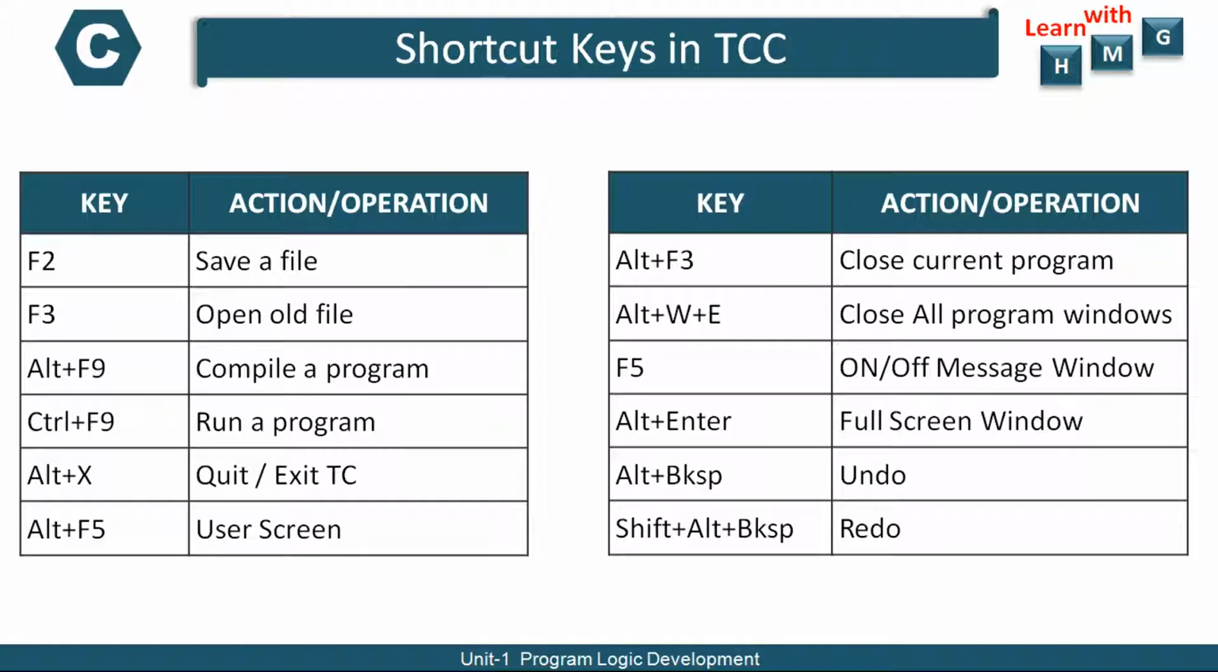Sometimes multiple programs get opened when you start Turbo C compiler. You can close all these program windows using Alt W E. Then the Turbo C screen is divided into two parts, that is one is program window and second is message window. You can turn the message window on or off as per your requirement by pressing F5 key. And sometimes your Turbo C compiler screen may get shrunk or minimized, and you will not be able to do the programming in full screen mode. So to go back to the full screen window, press Alt Enter.